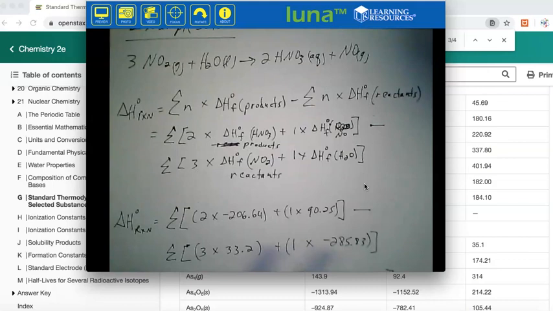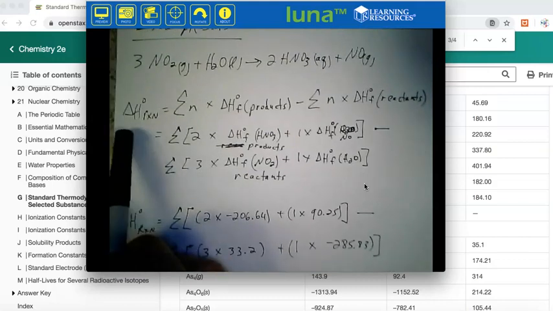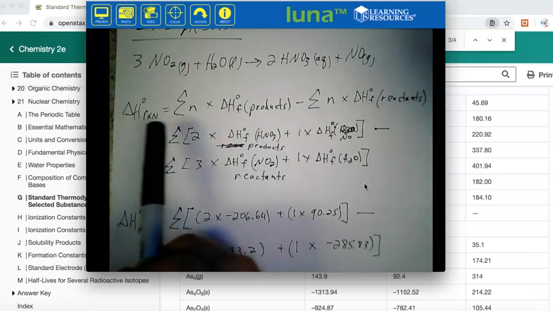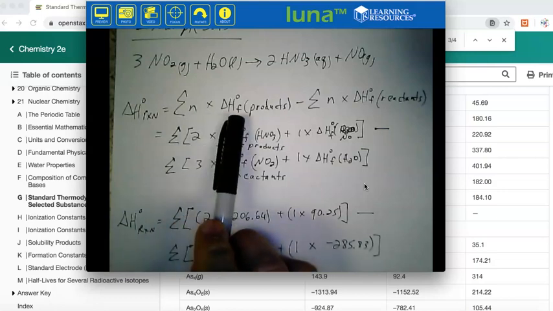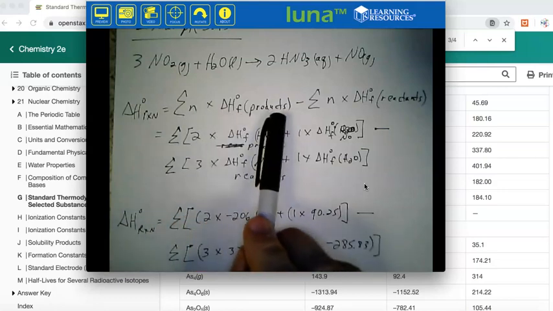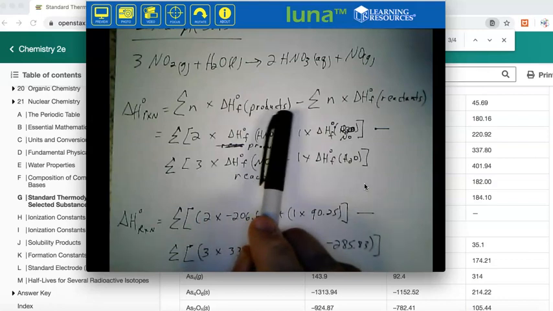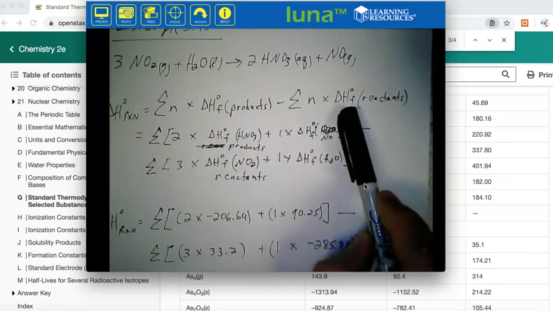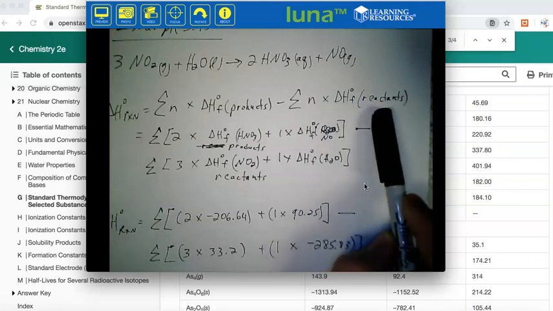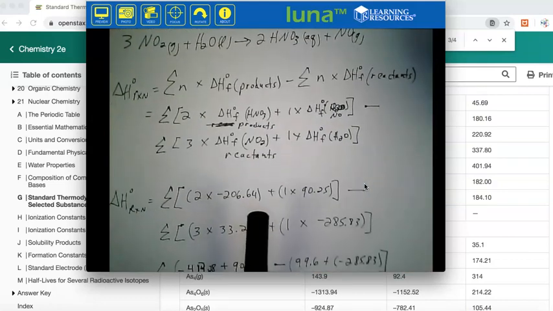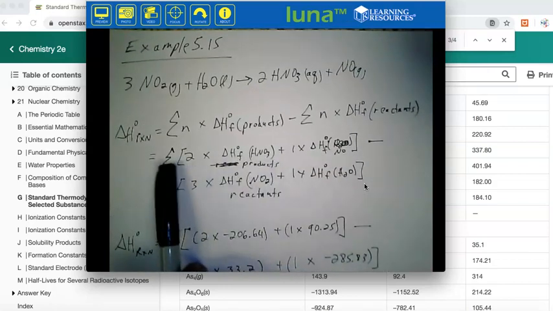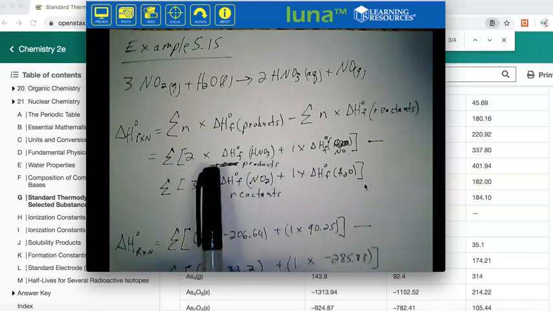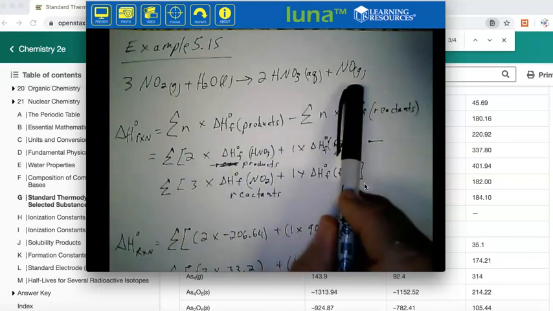So here is my equation for finding the standard enthalpy change for my reaction. That's going to be equal to the summation of the coefficients times the standard enthalpy change of formation for the products, minus the sum of the coefficients times the standard enthalpy change of formation for the reactants. Here I've shown you pretty much what it means in general terms. It's going to be the summation of the products, and the products here are nitric acid and nitrogen monoxide.